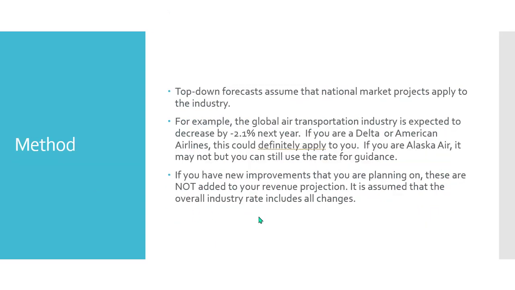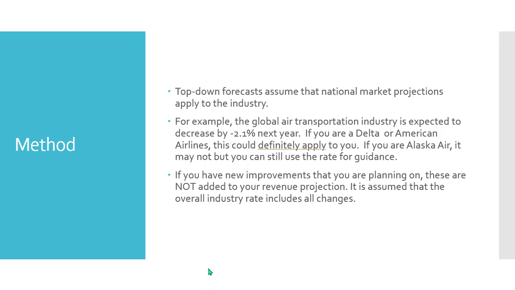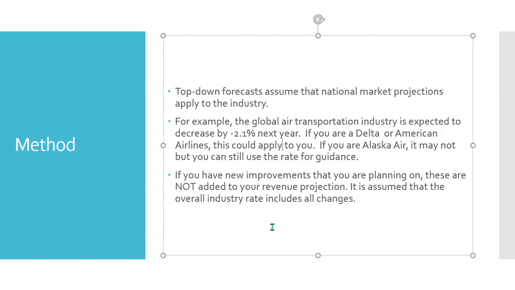So the method, the top-down forecast, assumes that national market projections apply to the industry. For example, the global air transportation industry is expected to decrease by 2.1% next year. So if you are Delta or American Airlines, this would definitely apply to you. I mean, there's no question.